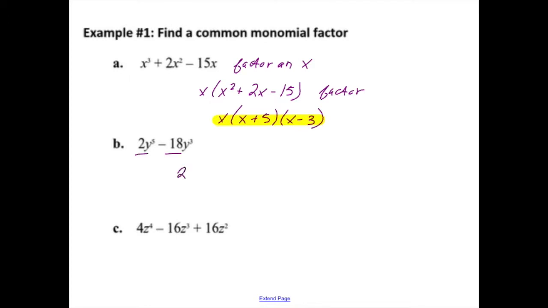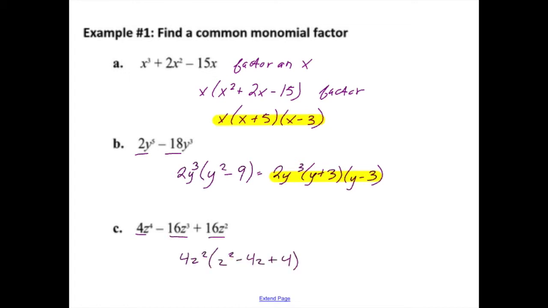Part B, again, I'm going to factor out a common monomial, which just means I'm going to factor out the 2y cubed. And what I'm left with is y squared minus 9. And that, of course, is a difference of two squares. So I can pull out a y plus 3 and a y minus 3 to factor that down to its basic level. Example C also lets me factor out a common monomial, which is 4z squared. And then, of course, there is a perfect square within that, z squared minus 4z plus 4, which is z minus 2 squared.